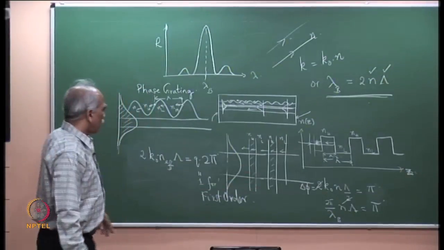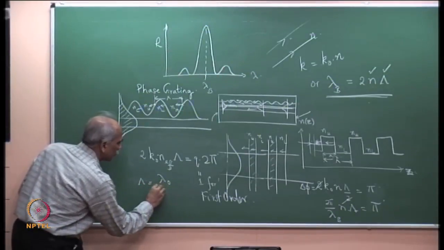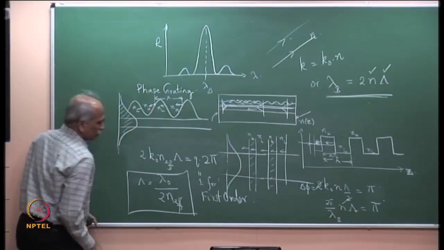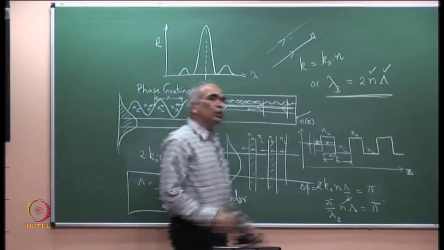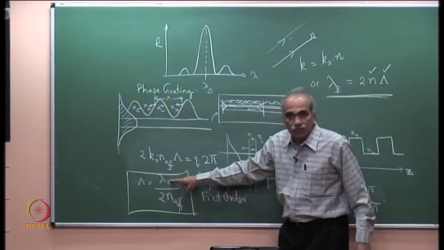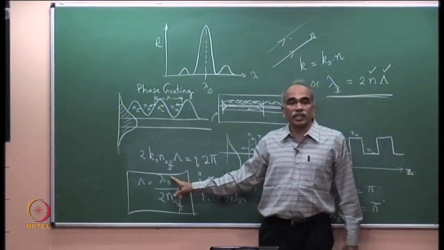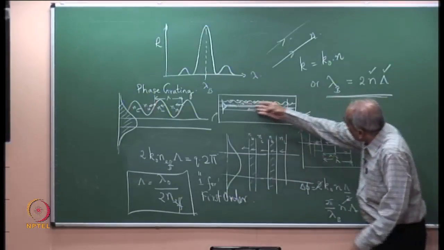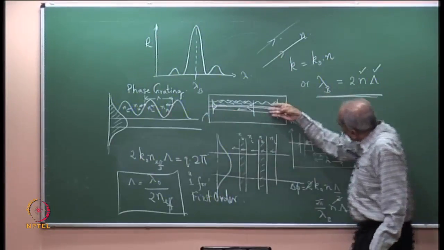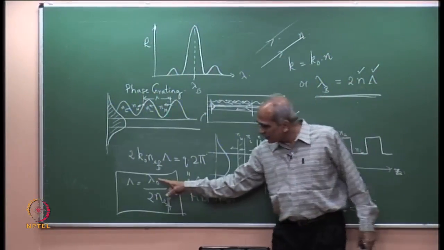Just the concepts are remembered, and you get that lambda here is equal to lambda 0 divided by 2 n. So, this is the Bragg wavelength. Only if you choose a period lambda for the corrugation here, only this wavelength will suffer maximum reflection, and therefore the loss will be much less for that. All other wavelengths will simply get transmitted out. These ends are anti-reflection coated, so there is no reflection coming back. All other wavelengths will simply go out, which means there is no feedback. Feedback is for only this wavelength.